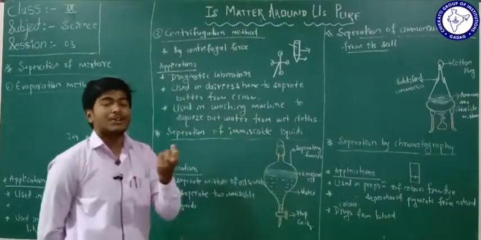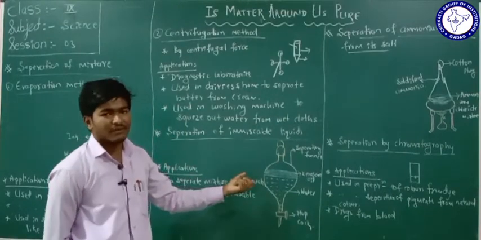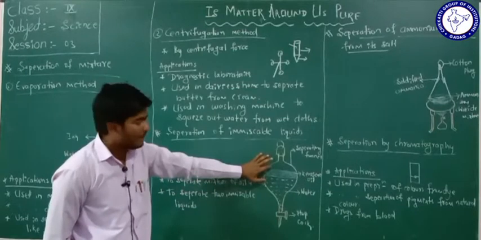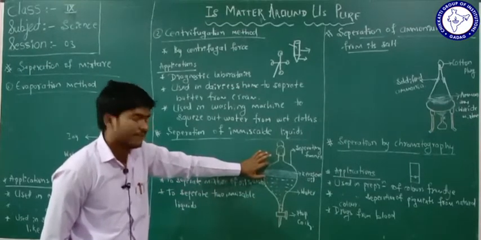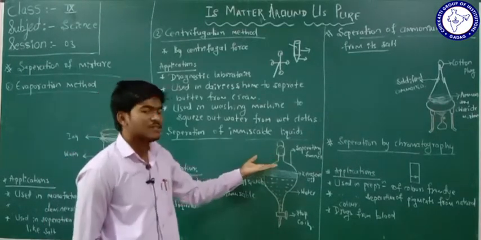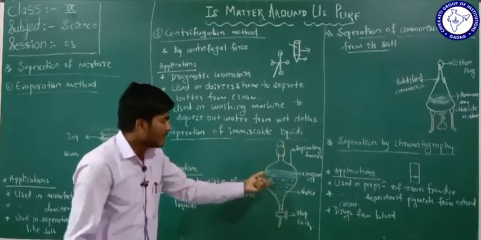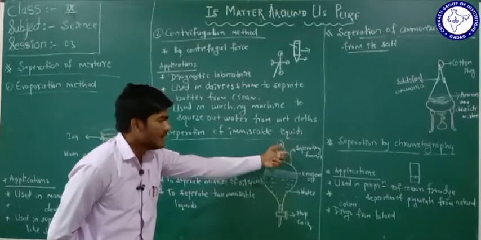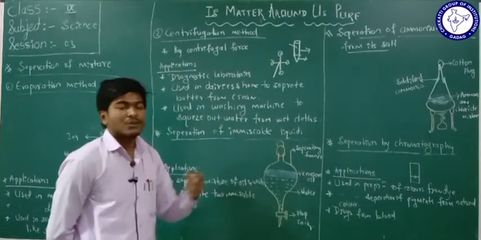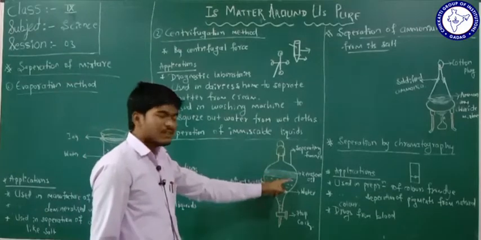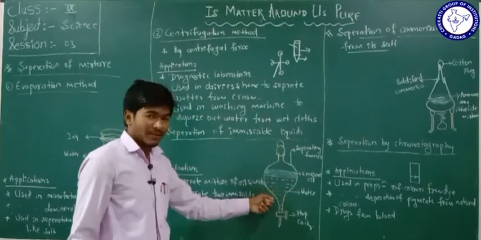Why? Because of the density of the liquids. The density of the water is greater than the density of the kerosene. Therefore kerosene will be present at the upper part, above the water, and the water will be present at the bottom of the separating funnel. So after 5 minutes, we are going to see two layers: one is the kerosene oil layer, another one is the water layer.